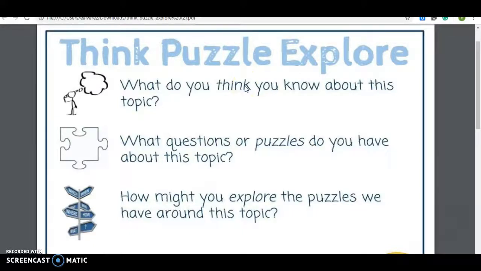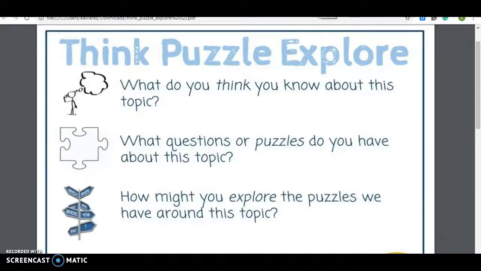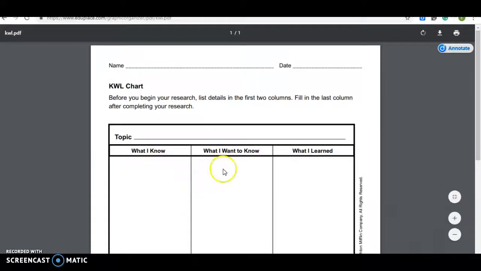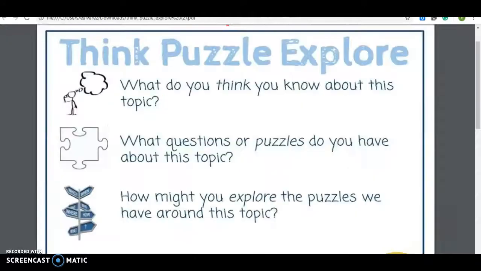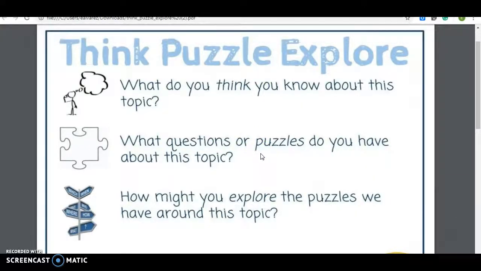The reason why we frame it this way is that it labels students' ideas as tentative or partial knowledge that we're going to continue exploring and continue to develop. Then the middle part is what puzzles you about this topic. Instead of saying what I want to know, we're going to be saying what puzzles you about this topic or what questions do you have.